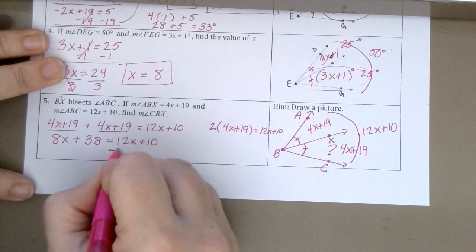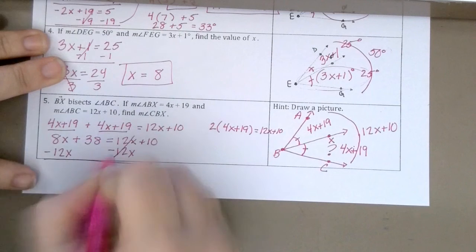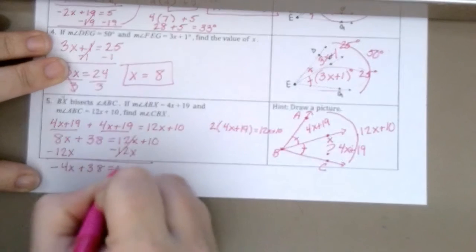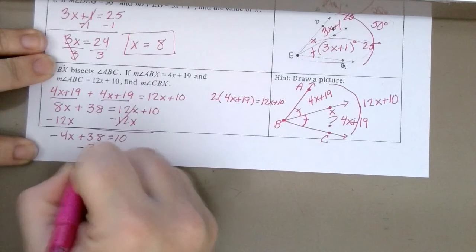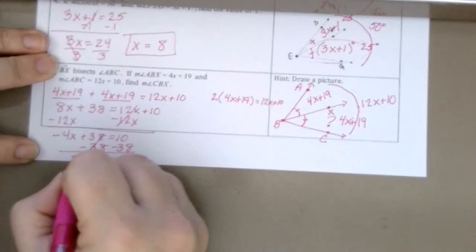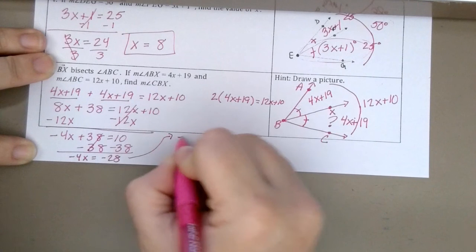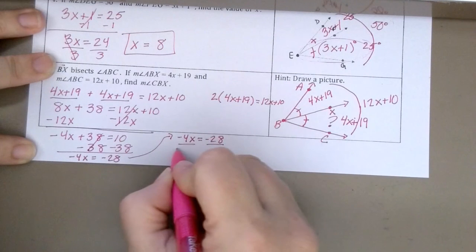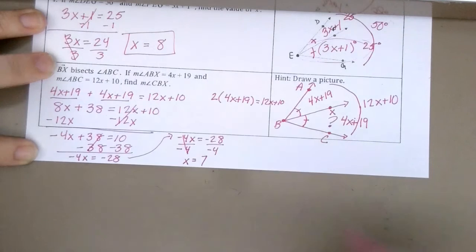I'm going to subtract 12x to get my x's together. You can subtract 8x if you prefer. I have negative 4x plus 38 equals 10. Now what would I do? Subtract 38. So negative 4x equals negative 28. I'm going to come up here. Negative 4x equals negative 28. Divide by what? Negative 4. And x equals 7.